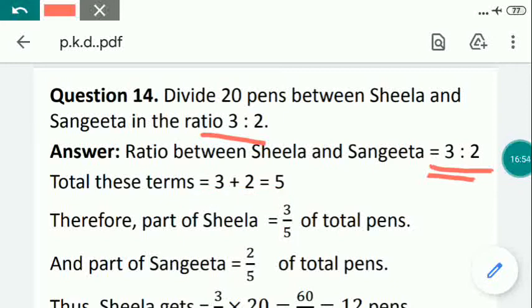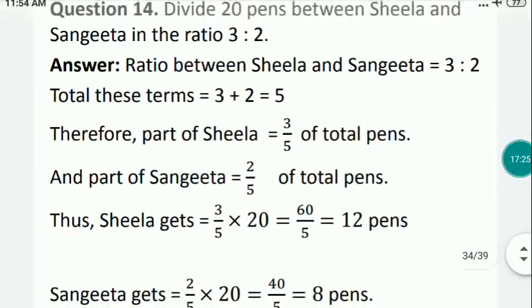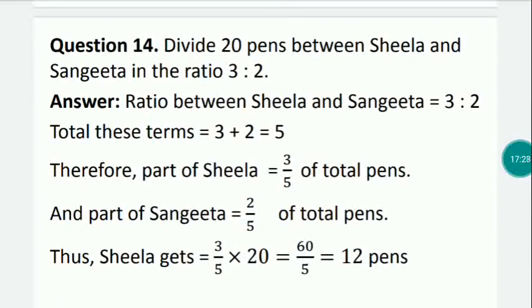Out of 5, Sheila gets 3 parts. So Sheila gets 3/5 of the total pence. Next, Sangeeta has 2 parts in the ratio. So out of 5, Sangeeta gets 2 parts, that is 2/5. So Sangeeta gets 2/5 of the total pence. So Sheila gets 3/5 of that total pence.